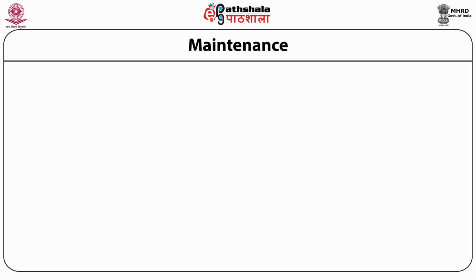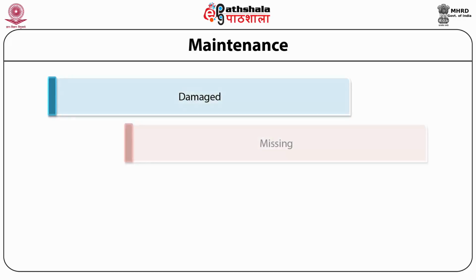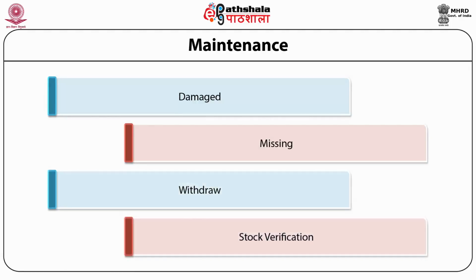Maintenance. This submodule is generally part of the circulation module for recording information about the lost documents as well as documents sent for binding, damaged documents, missing documents, and the documents which were withdrawn from a library. The functions of this submodule include the following. Number 1, lost. Loss of a document is managed through two options. One is the replacement of the document and the second is the recovery of the amount.